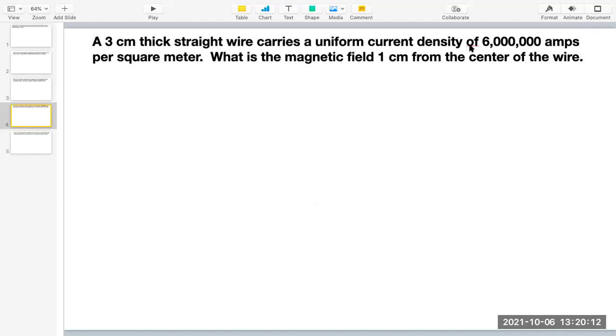So that looks like an obscene amount of current, but that's amps per square meter. So we have much less than a square meter worth of wire cross section. So the actual current is more manageable.